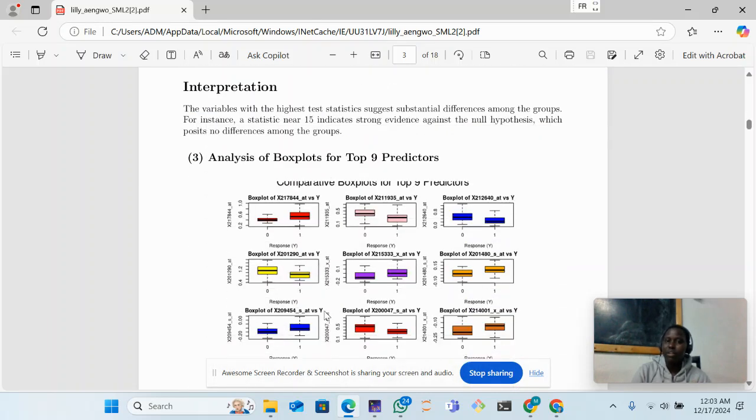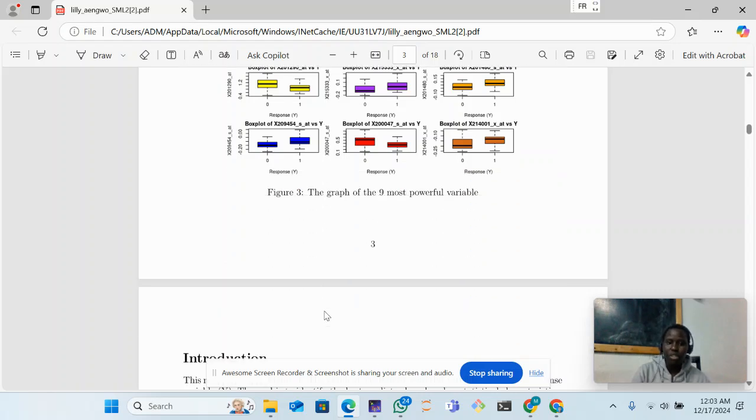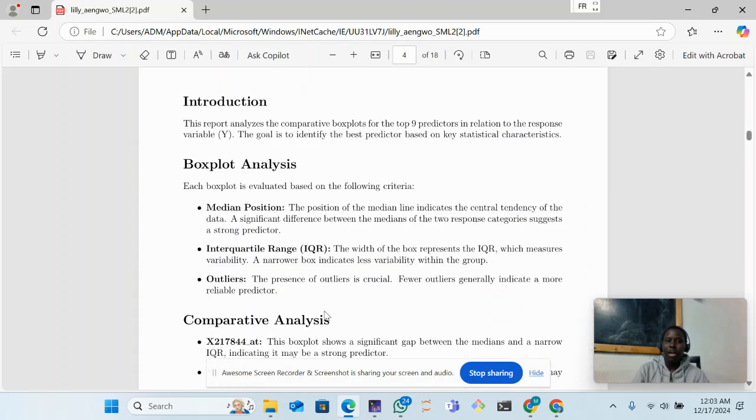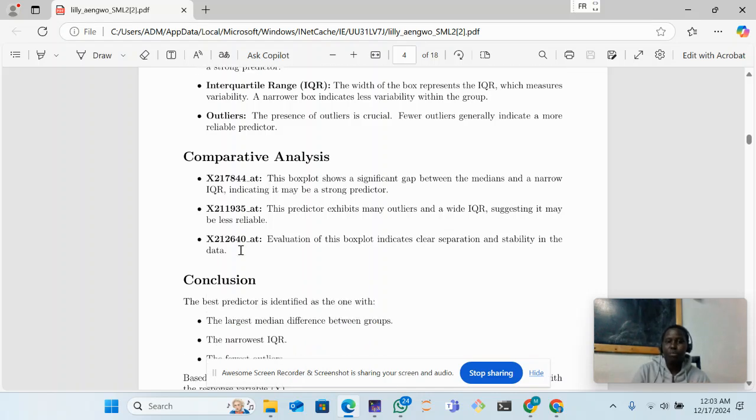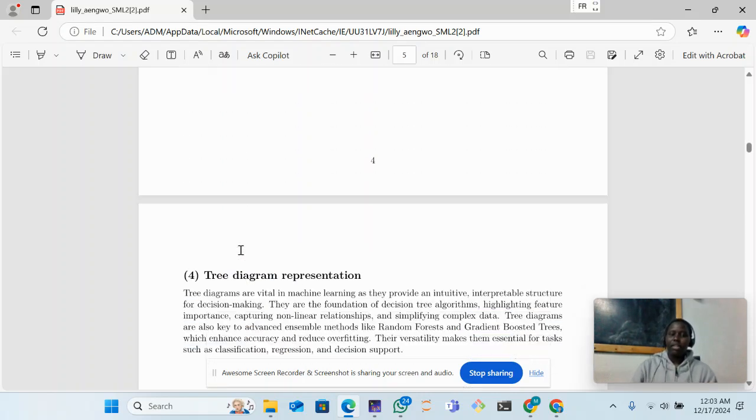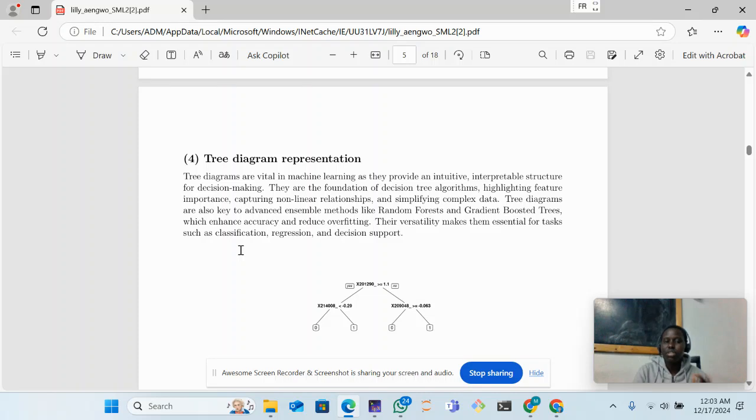I plotted the top 9 predictors using box plots, and from my explanation I realized that the box plot showing a significant curve was the first one, which was X21784. The box plot showed a significant difference between the medians and a narrow interquartile range, indicating it may be a strong predictor. Then for the second one, I used the tree diagram representation.